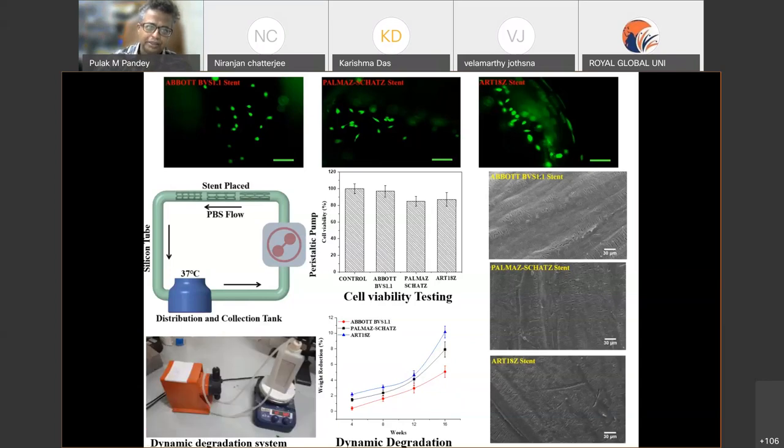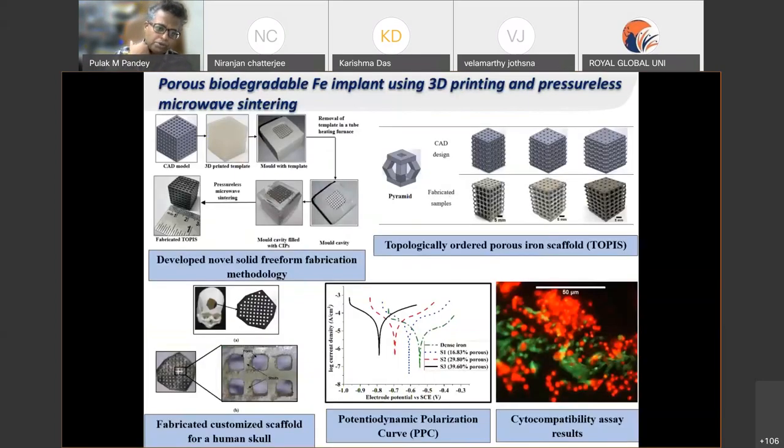Okay, then let me talk about, I'm coming directly now to the porous biodegradable iron implant using 3D printing and pressureless microwave sintering. This is something which has been done very recently in our lab. The student has already graduated. We have patents for it, and we have developed the process and material too.